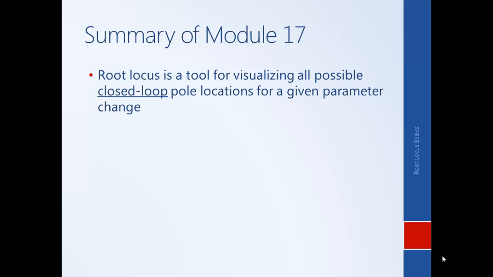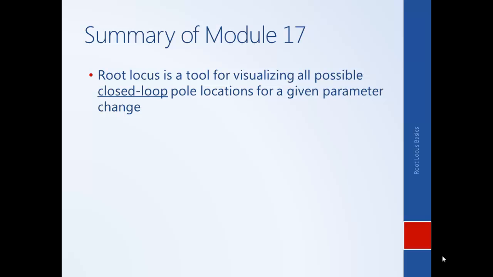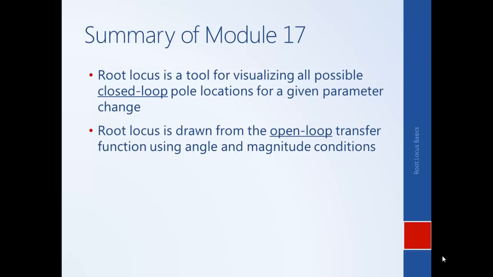All the closed loop. This brings us to the conclusion of Module 17. In this module, we learned about the Root Locus tool, which is a graphical tool for visualizing all the possible closed-loop pole locations for a given parameter change, for example, a proportional gain k. We learned how to draw this root locus based on angle and magnitude conditions from the open-loop transfer function. So this is quite interesting that we can draw this root locus, this picture of all the possible closed-loop pole locations without ever actually finding the closed-loop transfer function. We draw it straight from the open-loop transfer function.